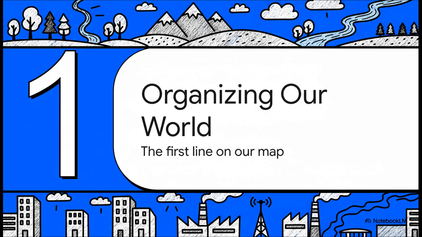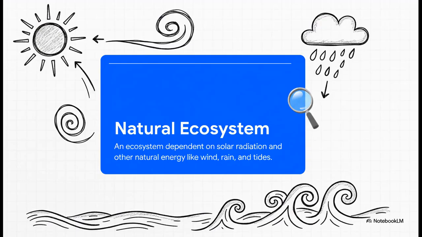Okay, the very first line we're going to draw on our map is probably the simplest one of all. It just splits the entire world into two categories: natural ecosystems and man-made ones. And for this trip, we are heading deep into the natural side of things. So, what do we even mean by natural? Well, we're talking about any system that's powered by the sun, the wind, the rain, and the tides, forces that are completely outside of human control. Everything we look at from this point forward is going to build on that one core idea.